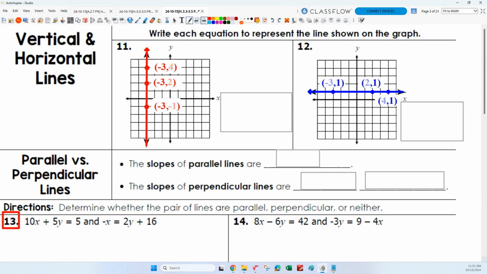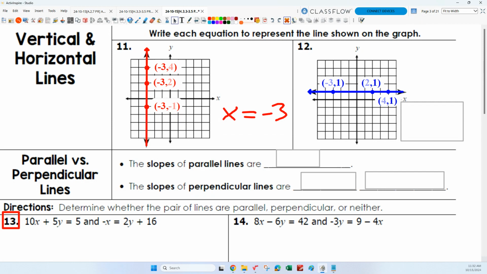Okay, so if a vertical line really only depends on its x-coordinate, the math gods are very wise. They would not include a y in the equation then, because it's insensitive to y. It doesn't matter what y is. It only matters what x is. So what do you think the equation of this red line is then? That's it. X equals -3. The x-coordinate is the only thing that's important in graphing a vertical line.